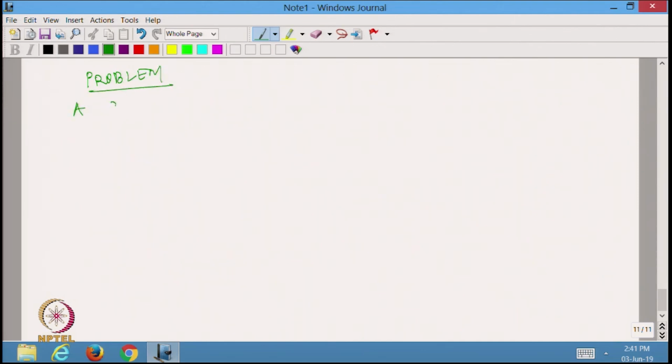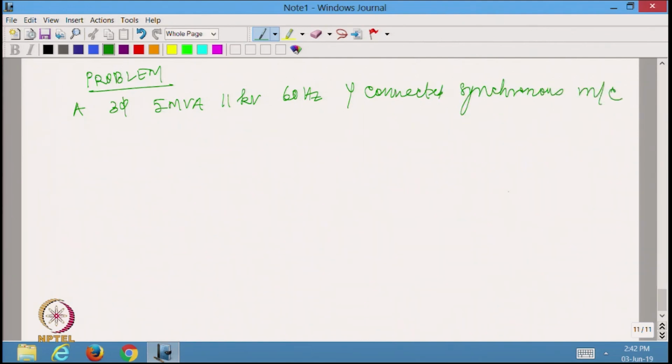A 3-phase 5 MVA 11 kV 60 hertz Y connected synchronous machine has negligible RA and XS equal to 10 ohm. Okay? And we have said it is already connected to a 60 hertz bus. So, we do not have to take the variation of XS at all.